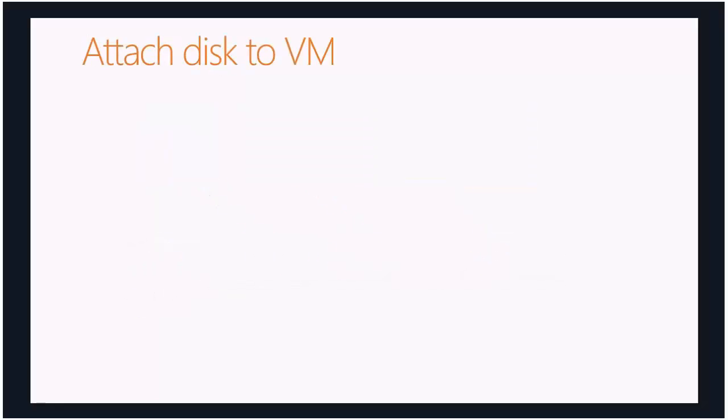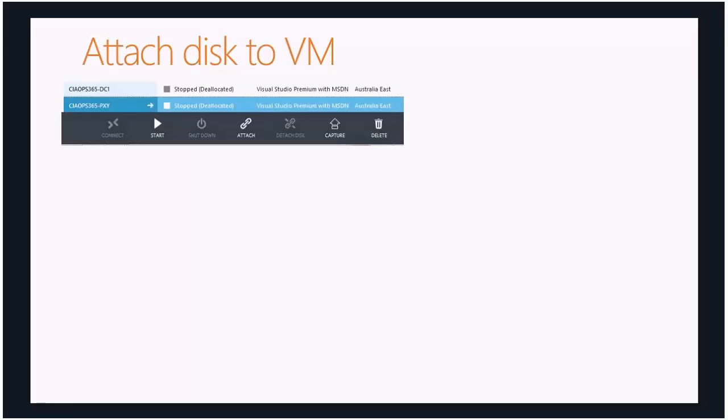Now, the way that you add a disk to a virtual machine is in your list of the virtual machines in your management console. You basically select the virtual machine you want to add the disk to, and then on the buttons down the bottom, you'll see that there is an option there to attach. So basically, all we need to do is select the virtual machine, then select the attach button.